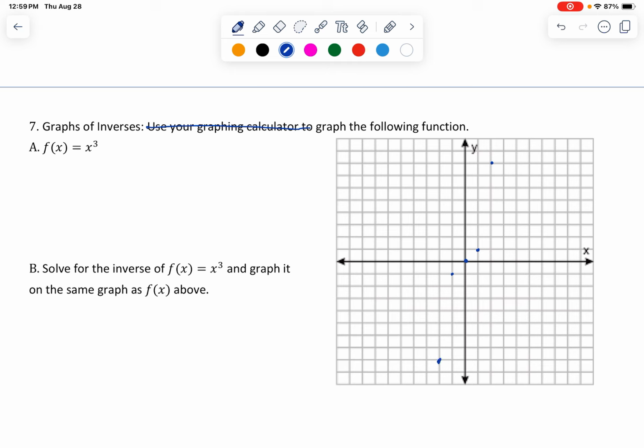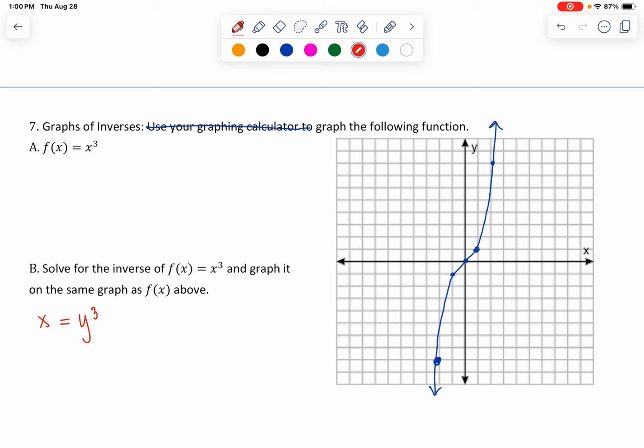And then we can go ahead and make the cube root function. Okay, so there's our cube root function. And so there we go. Now it's going through those points that I made. Okay, and then it says solve for the inverse of x cubed. So we're going to switch x and y. So y equals x cubed. Switch x and y. You have x equals y cubed. And then solve this for y.